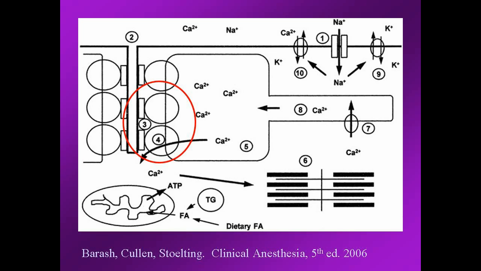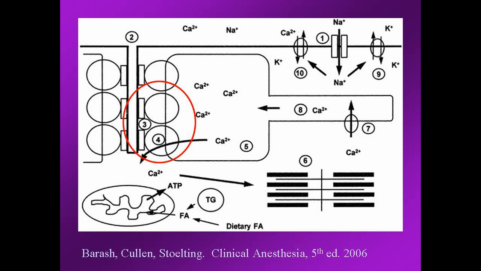In the lower left-hand corner, you can see a mitochondria. The mitochondria are responsible for producing energy for the cell, energy in the form of ATP, and this requires oxygen and glucose or fatty acids.